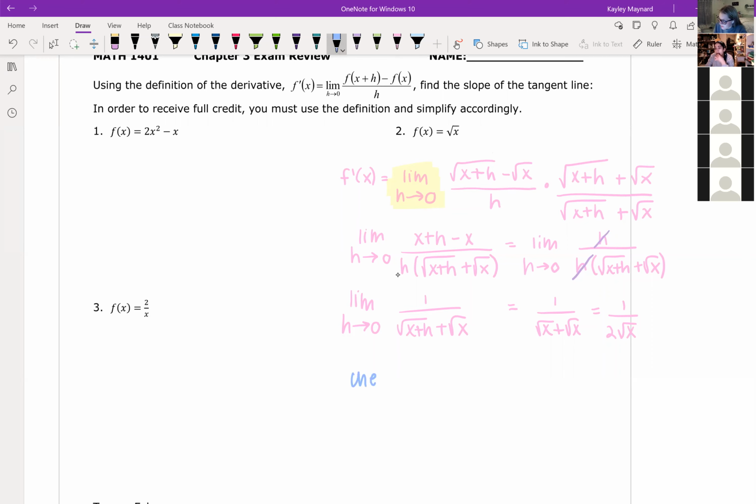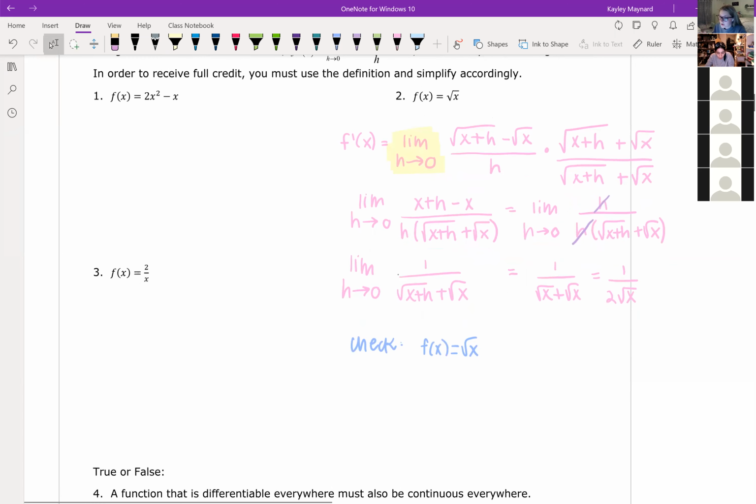So I'm going to check my answer, and I'm going to take the derivative of the square root of x using our little shortcut. So this is equal to x to the 1/2 power. I know that I bring the 1/2 in front, subtract 1 from my power, and this becomes negative 1/2, which is just 1 over 2 square root of x. So yay, we got the same answer.